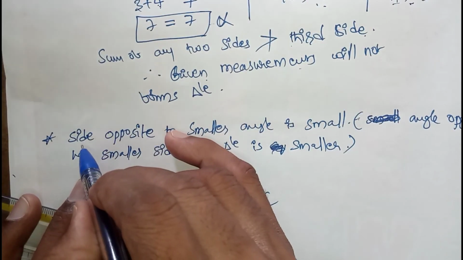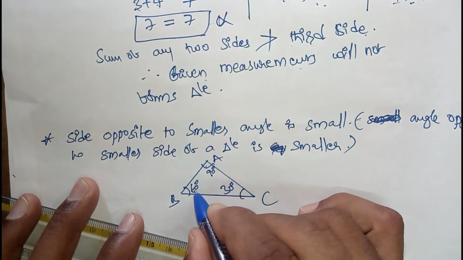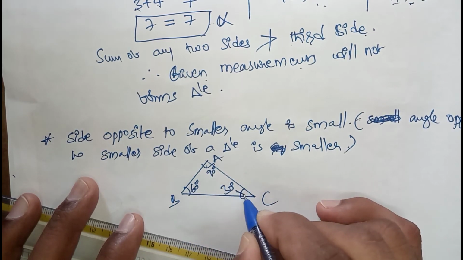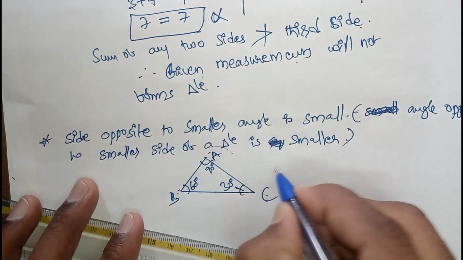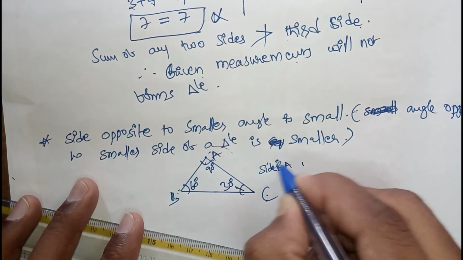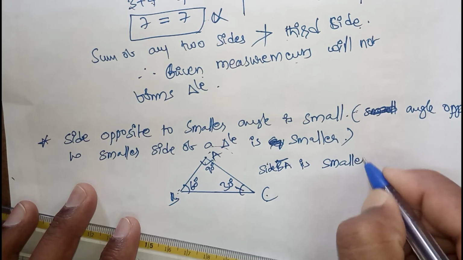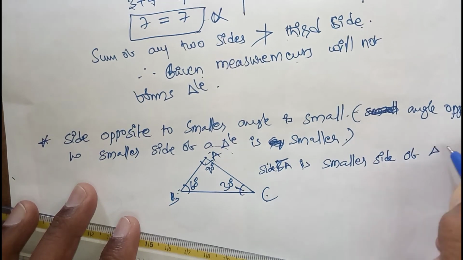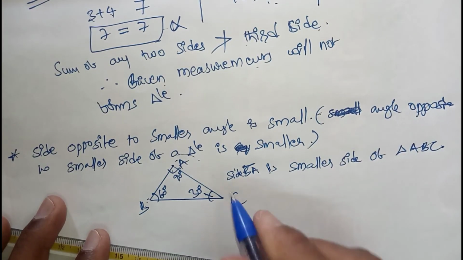Our statement is: the side opposite to the smaller angle. The smaller angle among 30, 90, 60 is 30. For 30 degrees, the opposite side is BA. BA is smaller. BA is the smaller side of triangle ABC. Like this we have to justify.